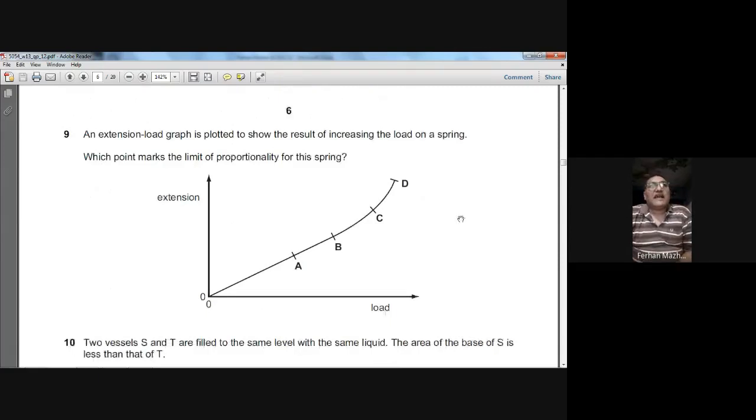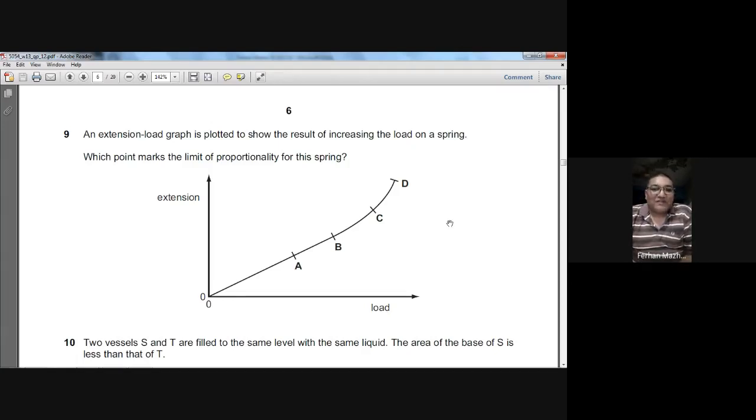On your screen we have question number 9. An extension load graph is plotted to show the result of increasing the load on a spring. Which point marks the limit of proportionality for this spring? This is an extension load graph, and in the extension load graph, until the graph's gradient remains constant, it is in the limit of proportionality. But if the graph starts curving, it means that extension and load are no more directly proportional to each other. So when the shape of the graph starts curving, it means that the limit of proportionality has been crossed.